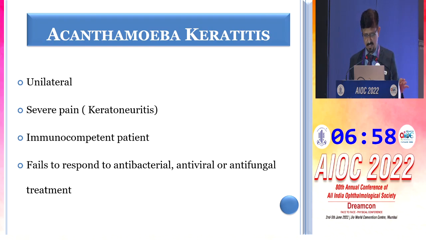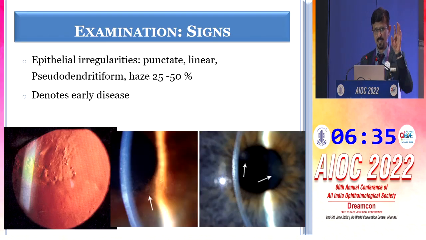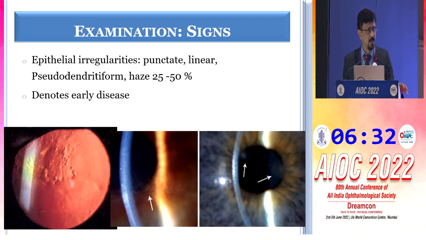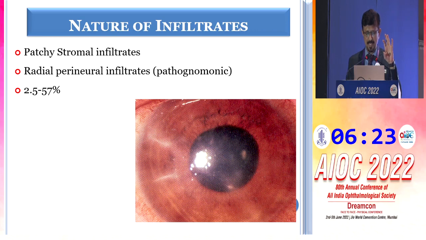It is mostly unilateral, with severe pain in immunocompetent patients. But those who are immunocompromised, like HIV positive or established diabetic patients, may have painless acanthamoeba keratitis as well. Many times we diagnose it when it fails to respond to all the other antimicrobials. The symptoms can be pain, redness, photophobia, and blurring of vision. On examination, in the initial part, which you very uncommonly get, there can be epithelial irregularities or dendritiform lesions. There can be patchy stromal infiltrates or perineural infiltrates, which are pathognomonic, but these are not very often seen.